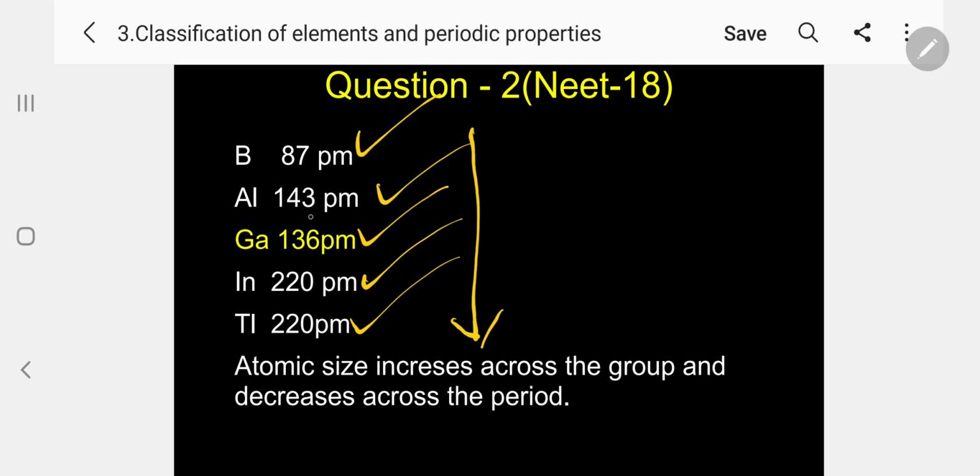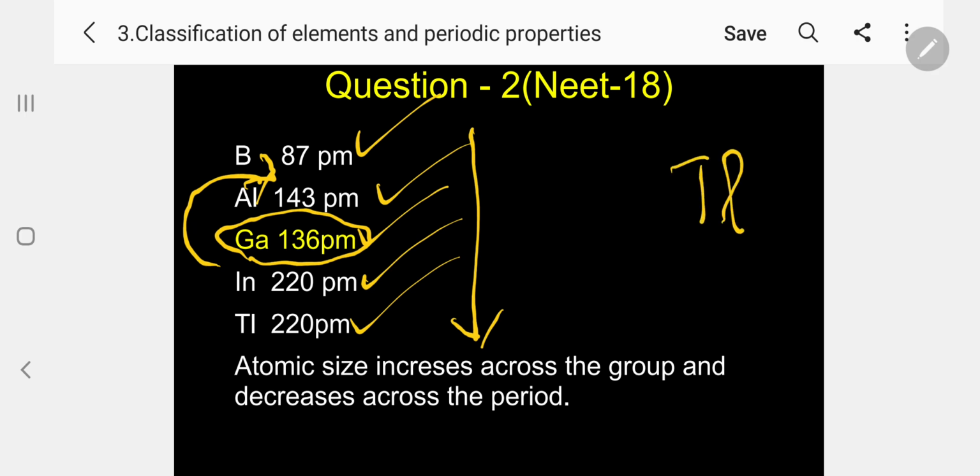So 87, 143, it should be greater than 143. But gallium is exceptionally 136. So what is happening now? It is going here, so the order is now changed. So first boron, next gallium, next aluminium, and indium, thallium. So what you have to memorize? Thallium is number 1. The last one is boron. Kindly follow. Then gallium is there. So second will be gallium. So that is the idea you must know.